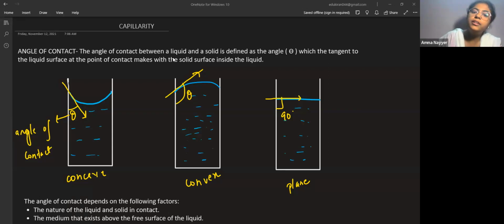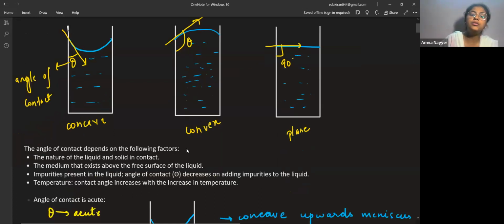Fine. So yes, let me read out the points which are written. Angle of contact: the angle between a liquid and a solid is known as the angle theta, which the tangent to the liquid surface at the point of contact makes with the solid surface inside the liquid. This is important. Otherwise, you will be confused whether you have to consider this angle or this angle.